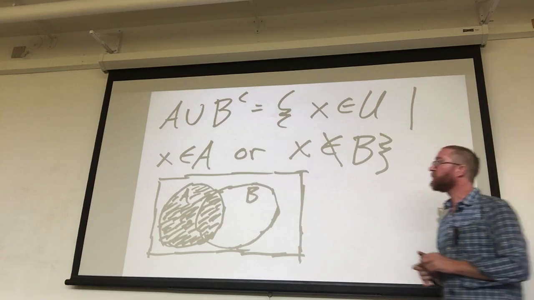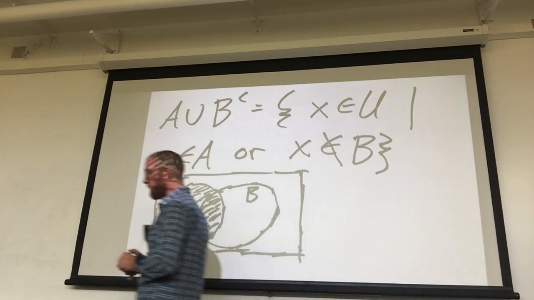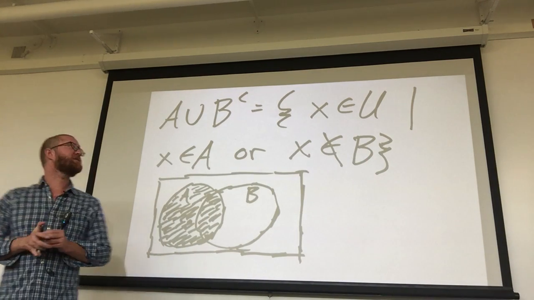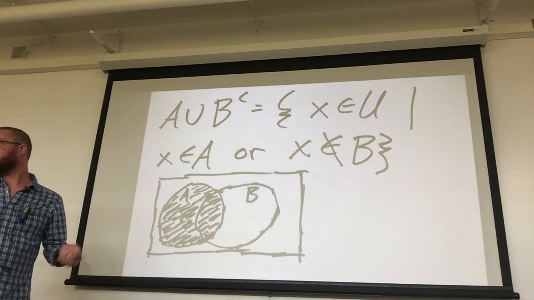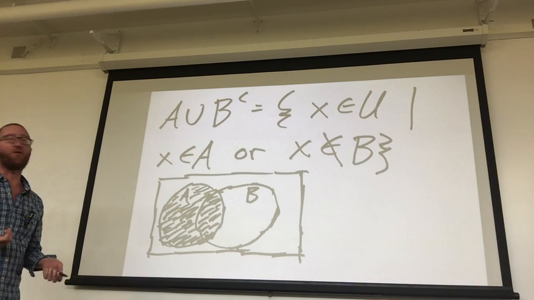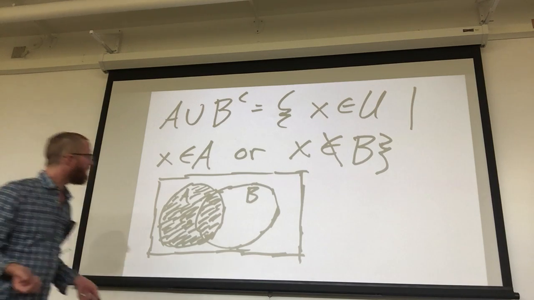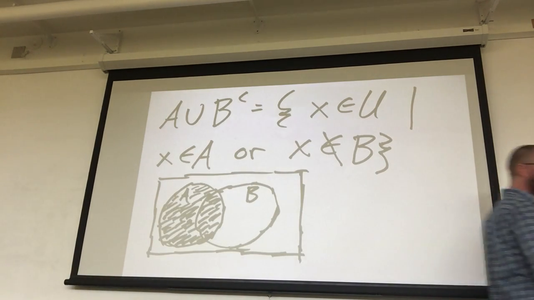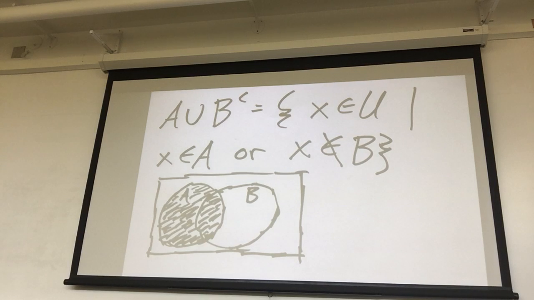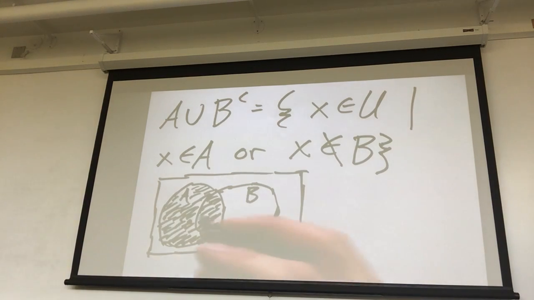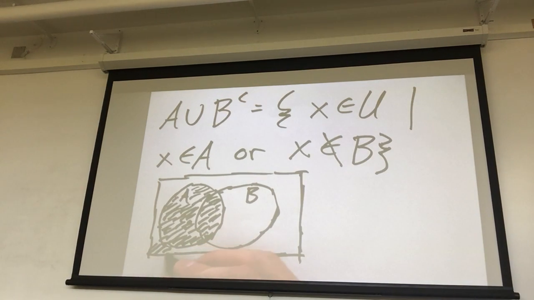Okay? But A union with the complement of B, it says, well, yeah, X can exist in A, or X does not exist in B. So, if X can exist within A, or X cannot exist within B, what ends up happening? The rest of the space gets filled up.